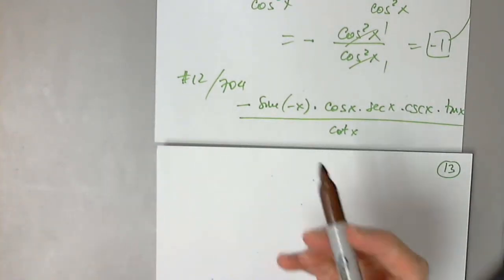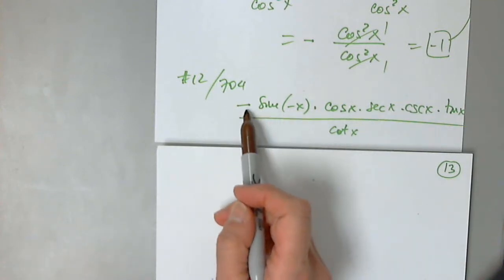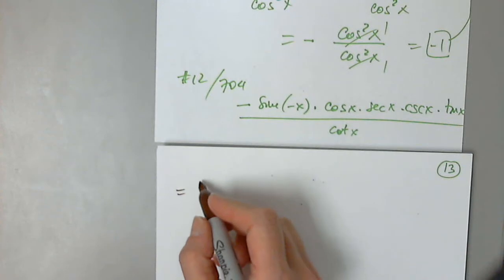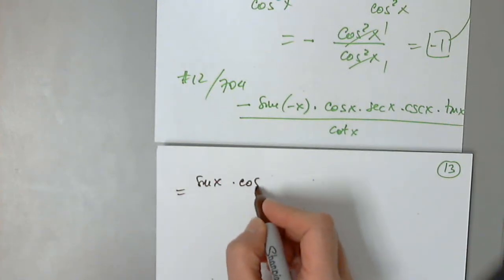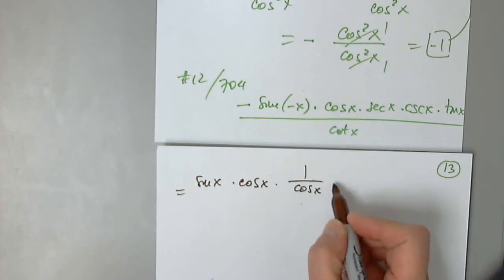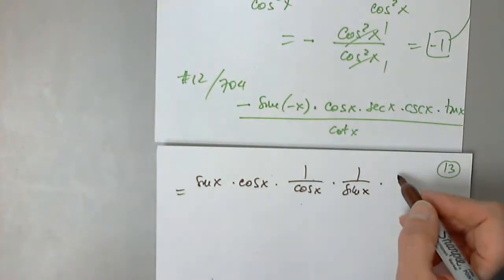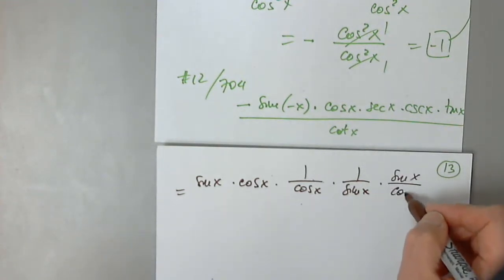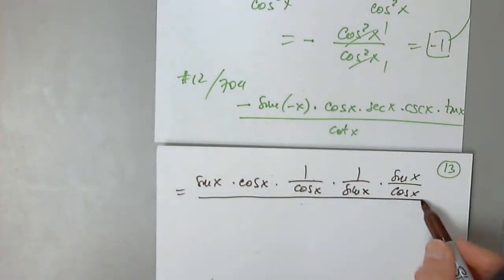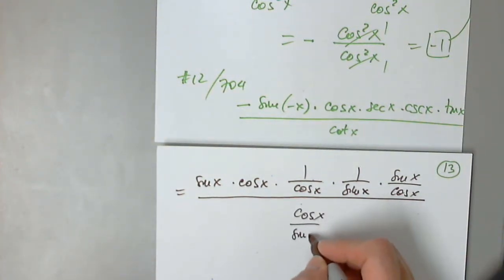So, first of all, we know that sine negative x is negative sine x, so this will go away. So we have sine x, we have cosine x, we have secant, which is 1 over cosine x, we have cosecant, which is 1 over sine x, we have tangent, which is sine x over cosine x, and we have cotangent, which is cosine x over sine x.